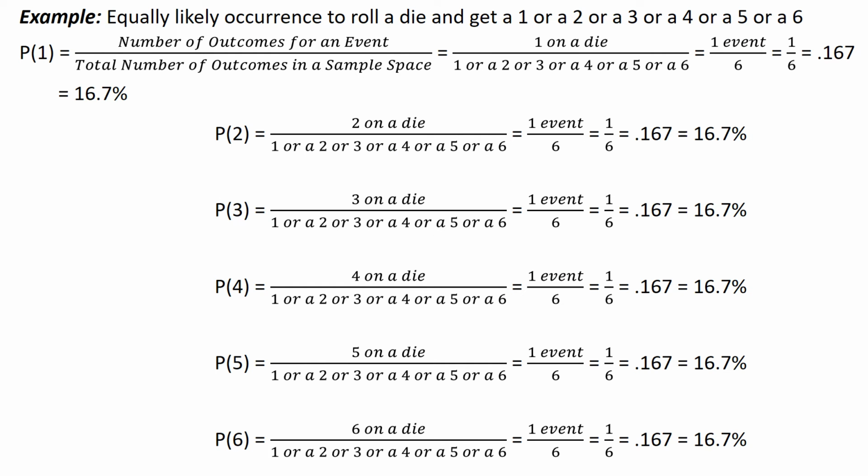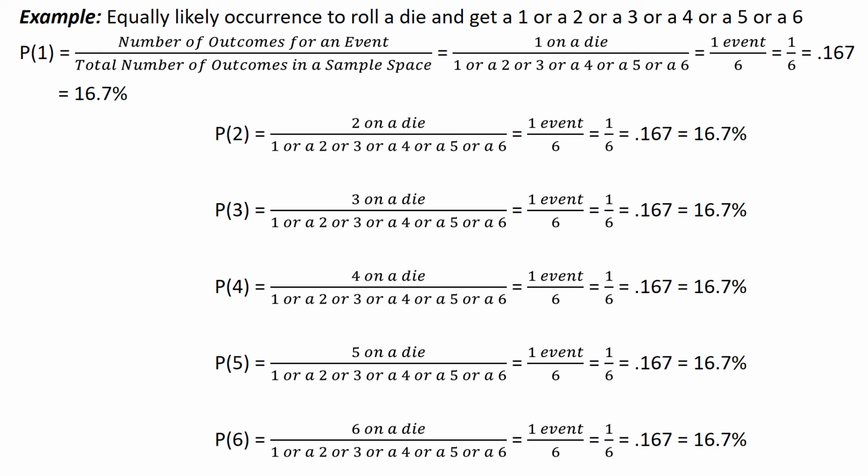I can do the same with a die as well. What's the possibility of getting a 1 when I roll a die? Well, there are 6 outcomes, 1, 2, 3, 4, 5, or 6. And what's the possibility of getting a 1? That's 1 out of 6, which is 0.167. Same for a 2 out of 1 through 6, and that's 0.167.